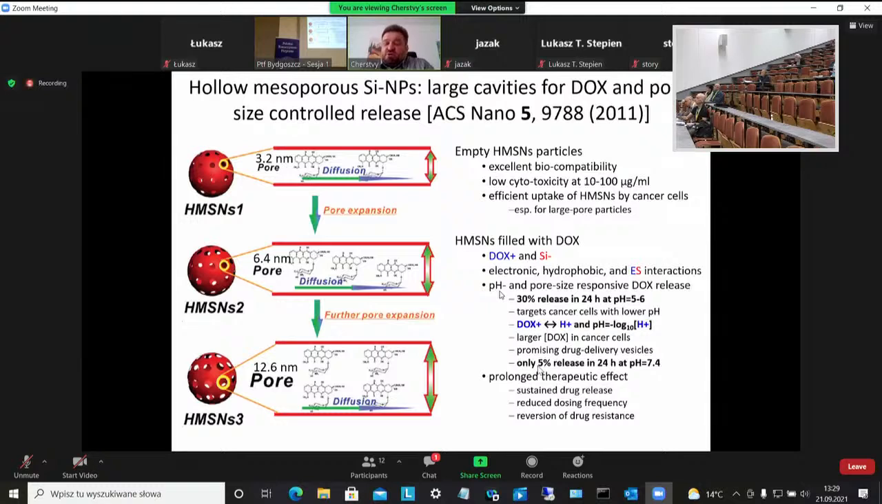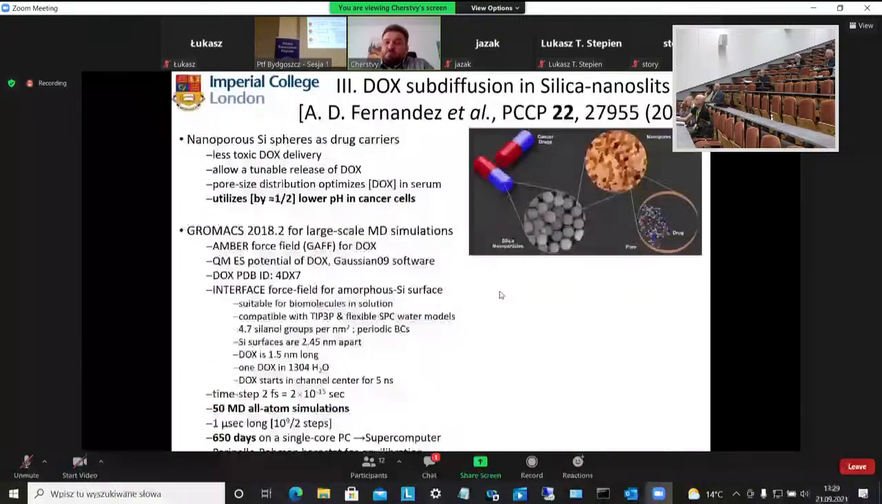And this is important because cancer cells are known to have somewhat smaller pH. So the idea is to deliver these rather toxic drugs namely into cancer cells and let them act there, not poisoning healthy cells. And this is what silicon nanoparticles actually allow us to do. That's why we study this diffusion of doxorubicin in silicon nanoslits in our case.